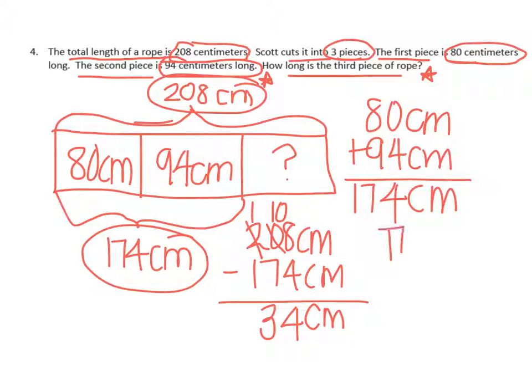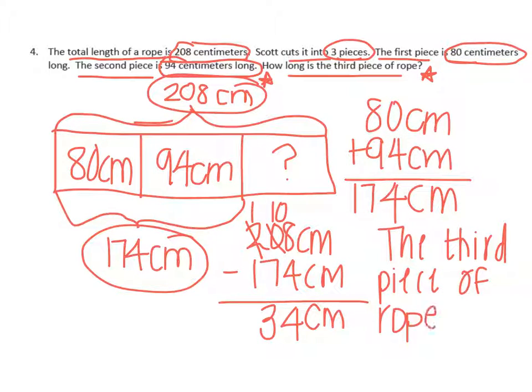So I'm going to write a sentence for my answer. The third piece of rope is 34 centimeters.